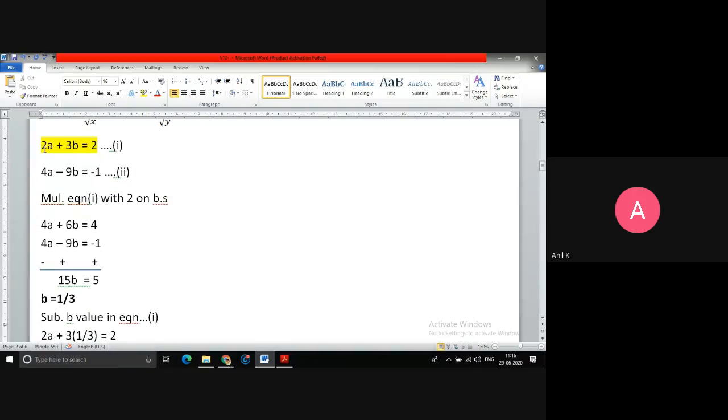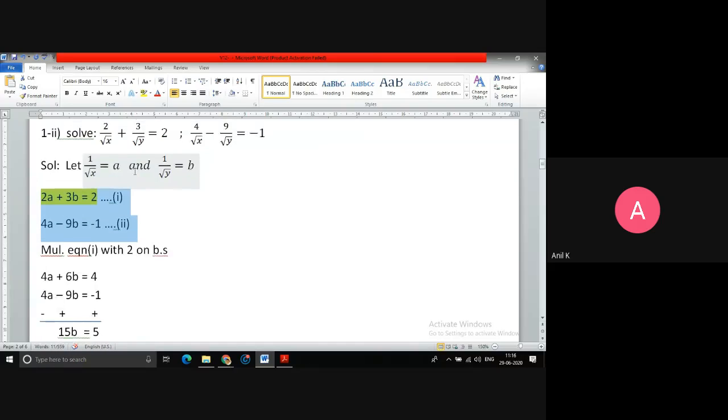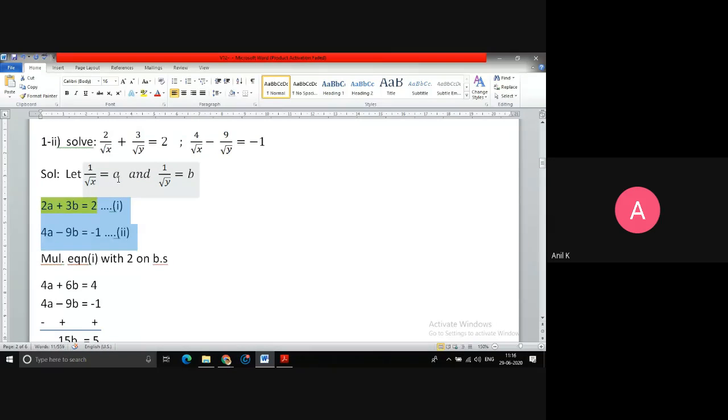Now when I come to equations 1 and 2, if you observe carefully, here I decided to eliminate a. So you may ask why you are taking a and b. If you want, you can take p and q only, no problem, because here you are assuming. So you can assume p, q, x, y, w, any variables you can take.